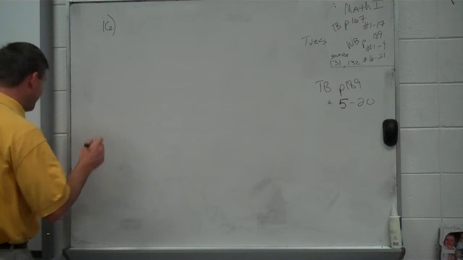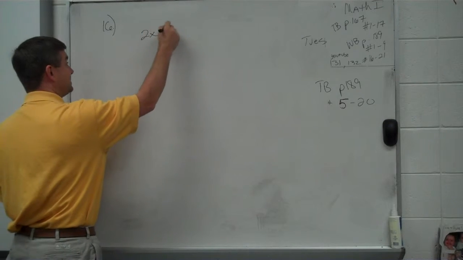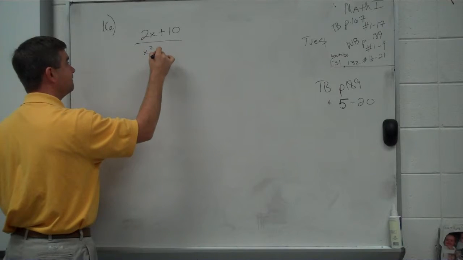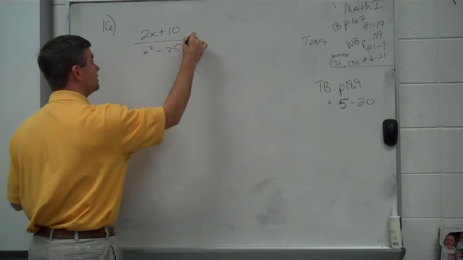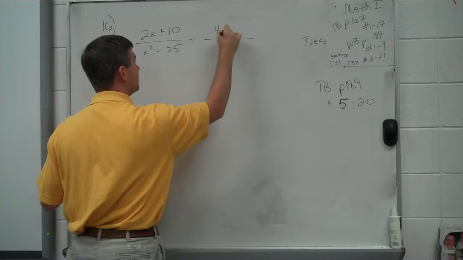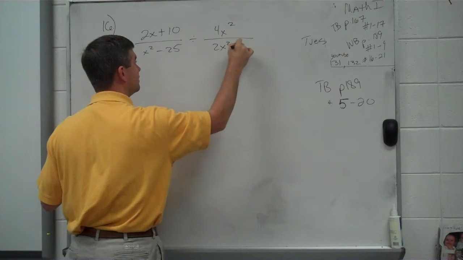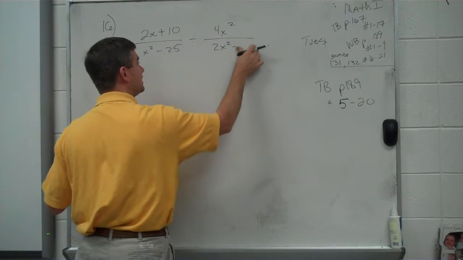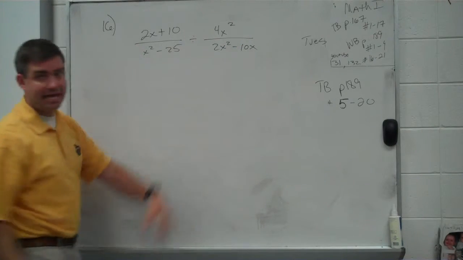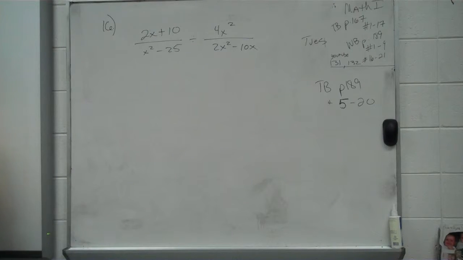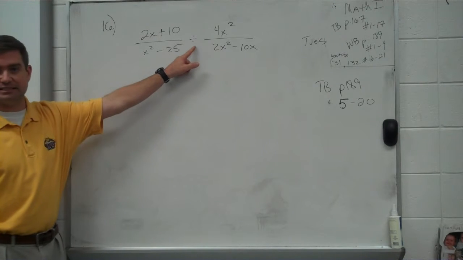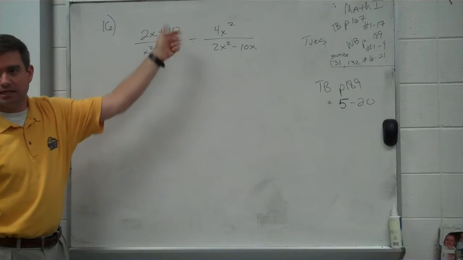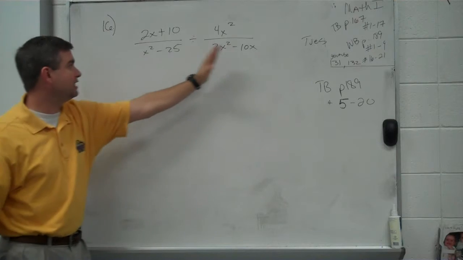I'm sorry, say that again. 2x plus 10 over x squared minus 25, divided by 4x squared over 2x squared minus 10x. Thank you. What's the name of the game in these problems? Factor, factor, factor. However, because this is division, when I factor this one, what do I need to do at the same time? Keep it, change it, flip it. Okay, keep it, change it, flip it.